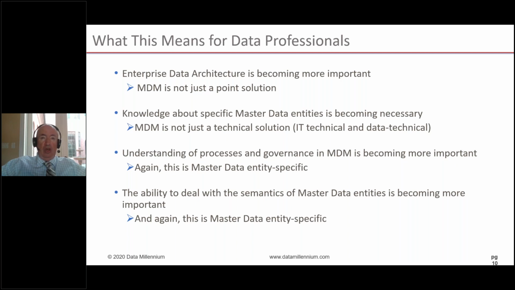And so you can't think of it as just an isolated project. Knowledge about specific master data entities is becoming necessary. Understanding of processes and governance at MDM is becoming even more important. It always was, but it's becoming more important now. And again, it's going to be master data entity specific. And the ability to deal with the semantics of master data entities is, again, becoming more important. And again, it's master data entity specific.